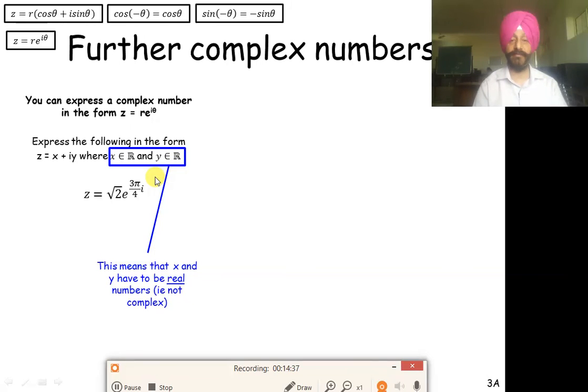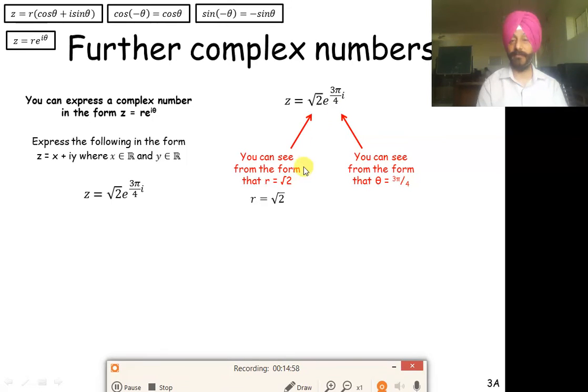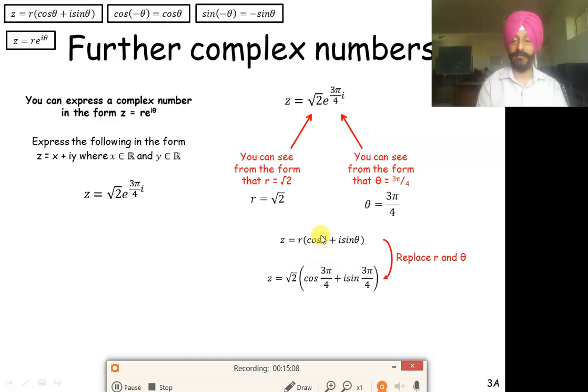So, now we have the reverse of the question. Now, we have z is equal to root 2 e raised to the power 3 pi by 4 i, and we want to convert this into x plus i y. So, how do we convert this? So r is root 2 and the argument theta is equal to 3 pi by 4, and z is equal to r times cos theta plus i sin theta. So r is root 2 and theta is 3 pi by 4, plus i sin 3 pi by 4, and 3 pi by 4 can be further evaluated.